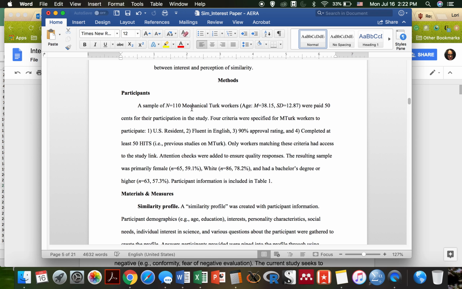Okay, and then your method section has a section for participants. For me, I used 110 Mechanical Turk workers, and this was their mean age. This was the standard deviation of their age. They were paid 50 cents for their participation. You guys would say they received course credit. You can tell how many points if you want.